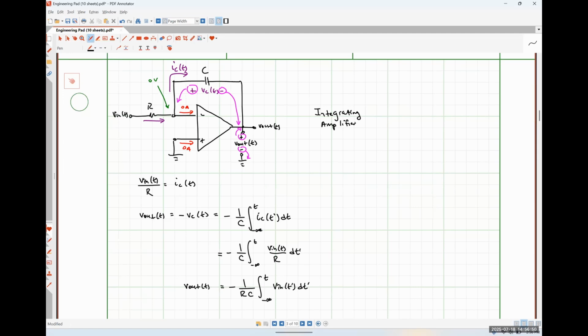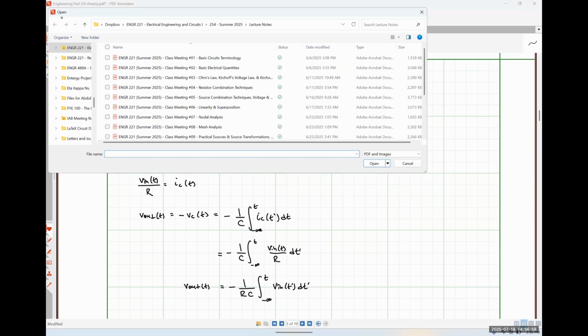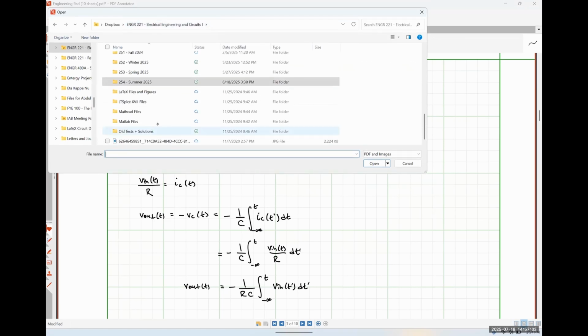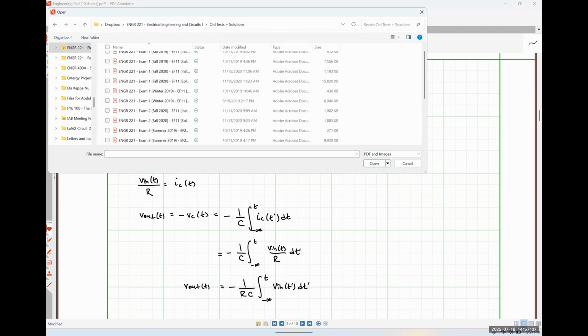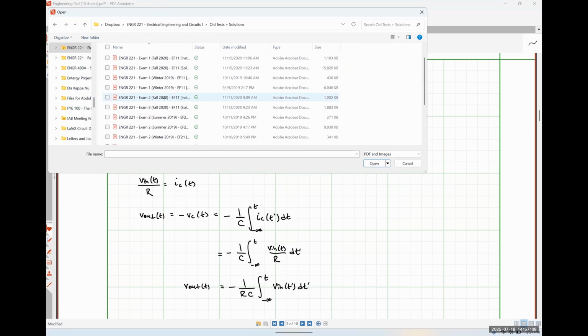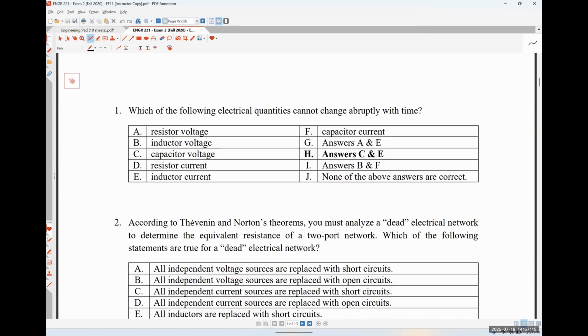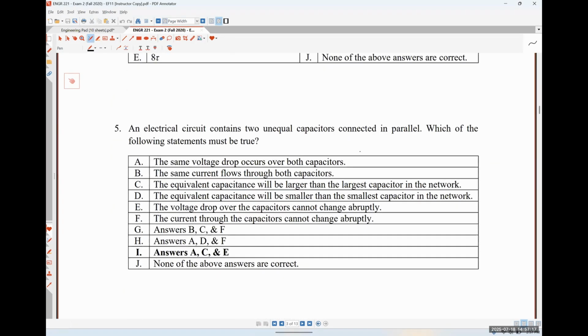I have a question, but it's on one of the test packets. Sure. It's exam 2, fall 2020. Which problem can I help you with? Question 6. I don't understand why it's not 8.4 volts.